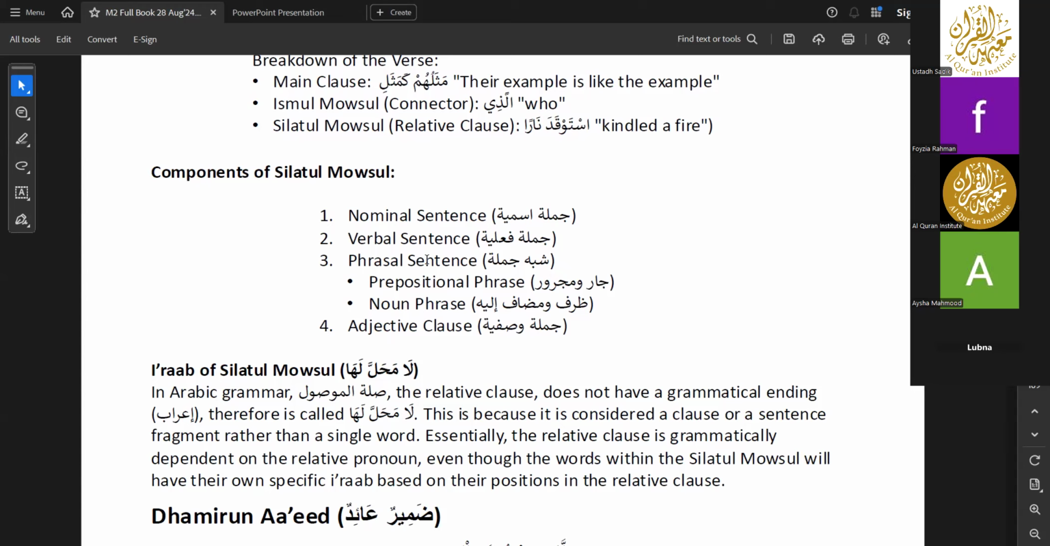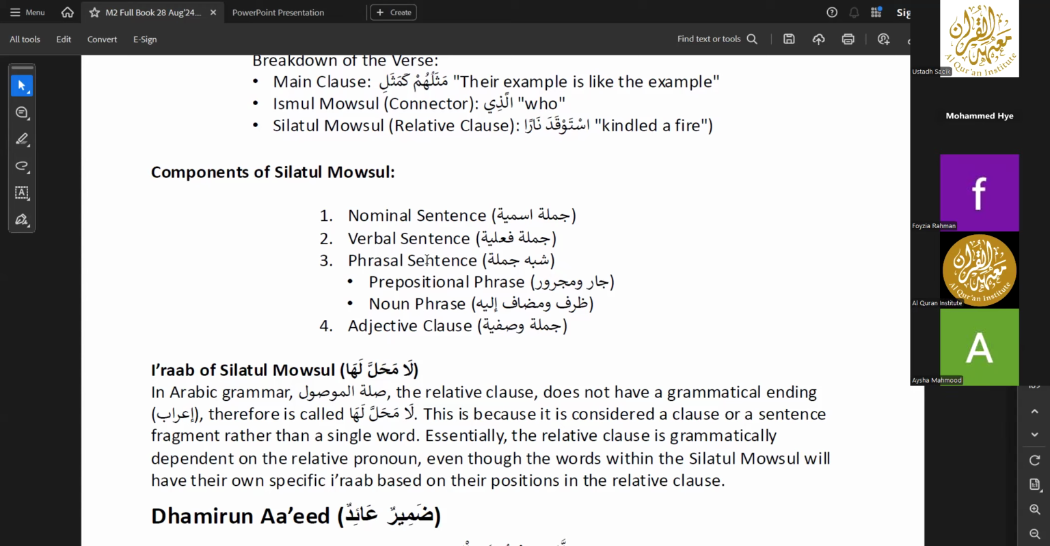Because of Silatul Mawsul, I'm going to ask you to give me which one. Jumlatul Ismiya, the nominal sentence. What do we look for in a typical simple one? Mubtada and khabar. Good. For Jumlatul Fi'liya: fi'l, fa'il, maf'ul. Good. Okay, shibu jumla. This is a little tricky. It looks like a jumla, but it's not a proper sentence. It's a phrase. Example.